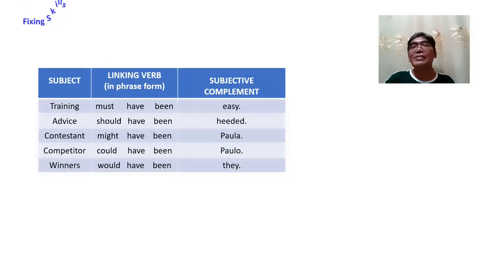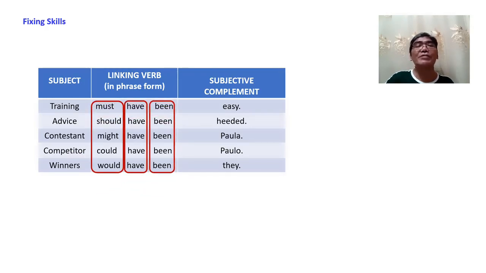Let's continue fixing our student skills by studying other sentence construction with the subjective complement and with linking verb in phrase form. This linking verb in phrase form is composed of modal. Modals that introduce the linking verb in phrase form are used depending on the idea of the sentence.